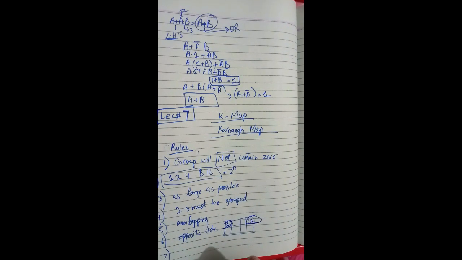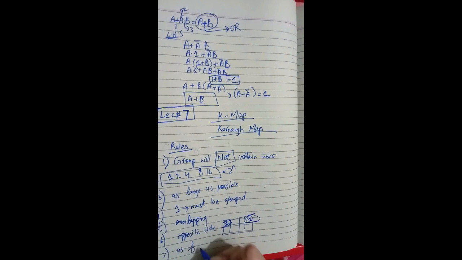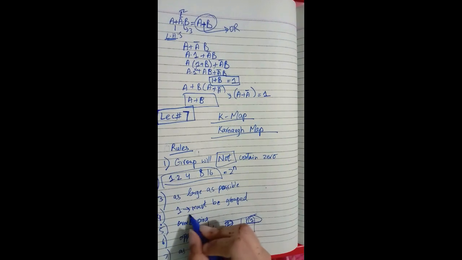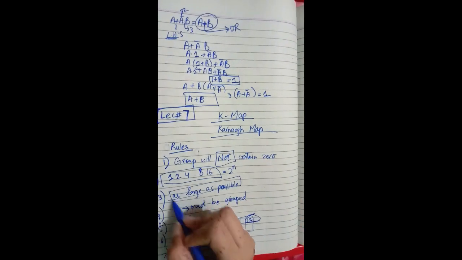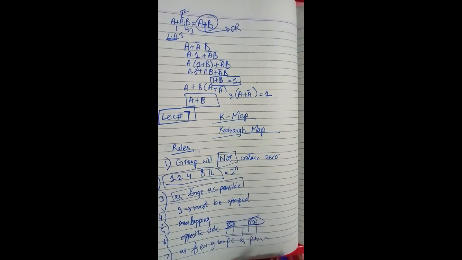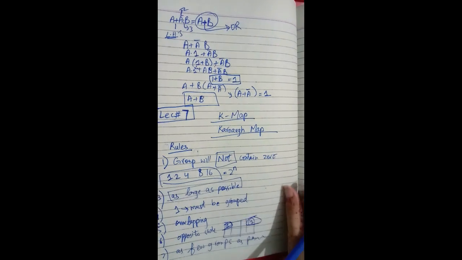The seventh rule is there should be as few groups as possible. That the number of groups should be less. There should not be too many groups. The group must be large, but the number of groups should be less. As few groups as possible. These are our 7 rules which we will use to make the Karnaugh map.